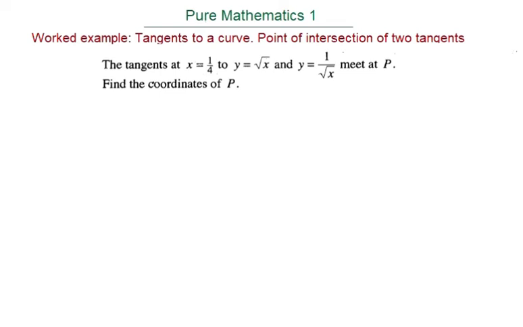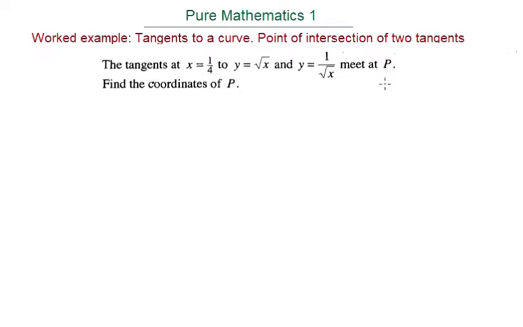In this lesson, we will use our knowledge of differentiation to solve the following problem. The tangents at x equals 1 over 4 to y equals the square root of x and y equals 1 over the square root of x meet at the point P. Find the coordinates of P.